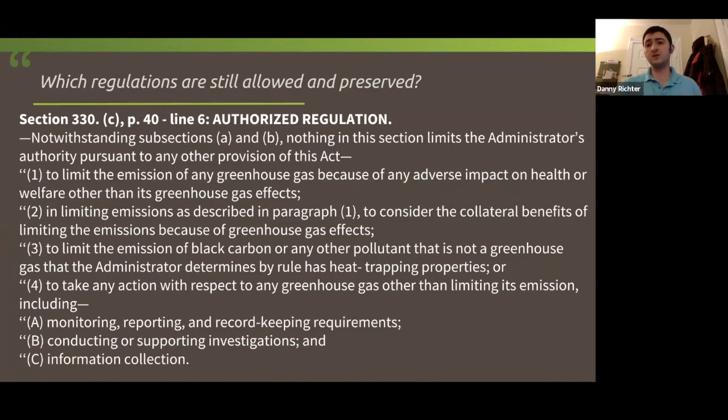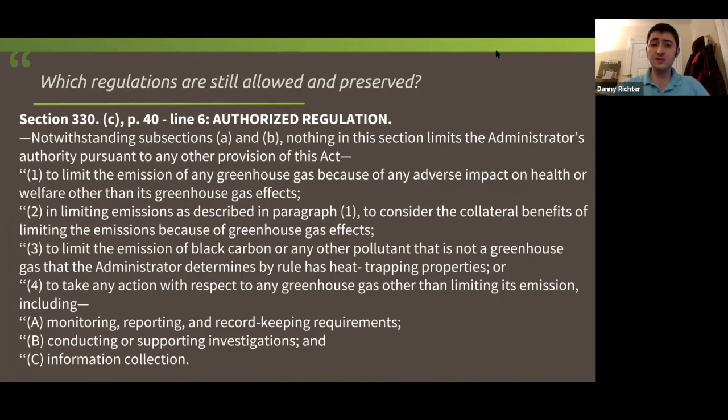So an important function that the EPA does is it says, what is the cost benefit analysis? By reducing these greenhouse gas emissions, what are the benefits we are achieving by averting this cost in the environment? And it could be conceivable that this legislation could have handicapped the EPA in accounting for those benefits. But this is saying explicitly, no, the EPA can still consider collateral benefits in limiting the emissions because of the greenhouse gas effects. So you can still account for the real savings society achieves by not emitting these greenhouse gases.